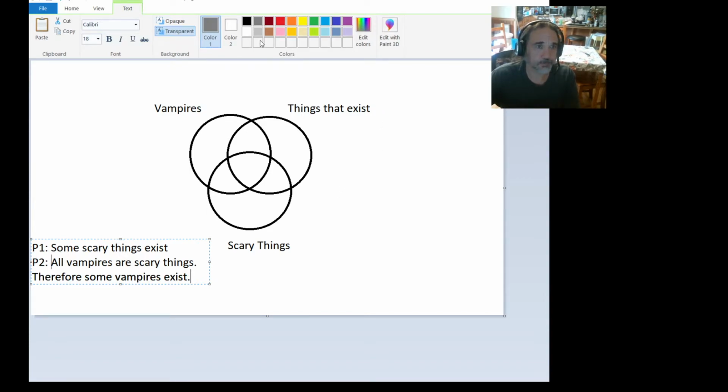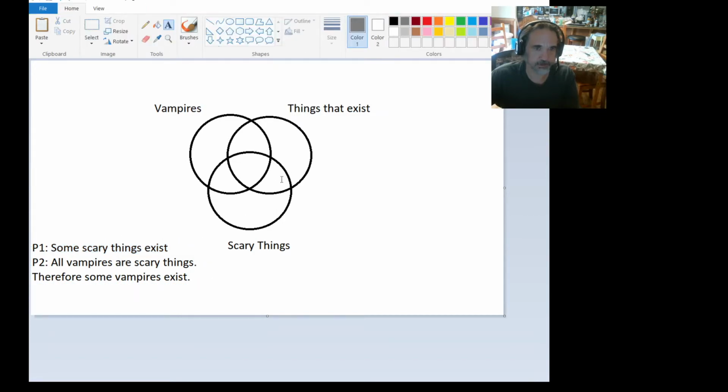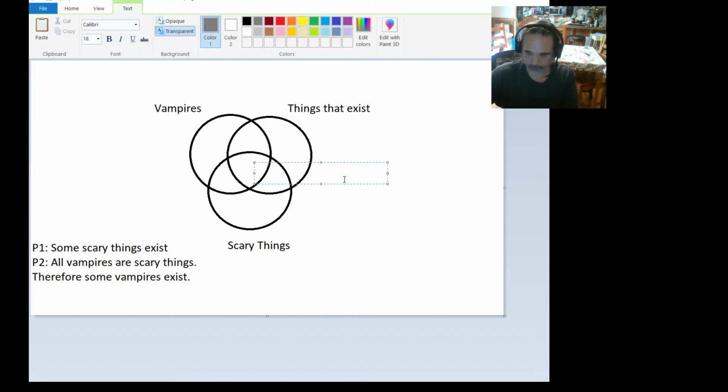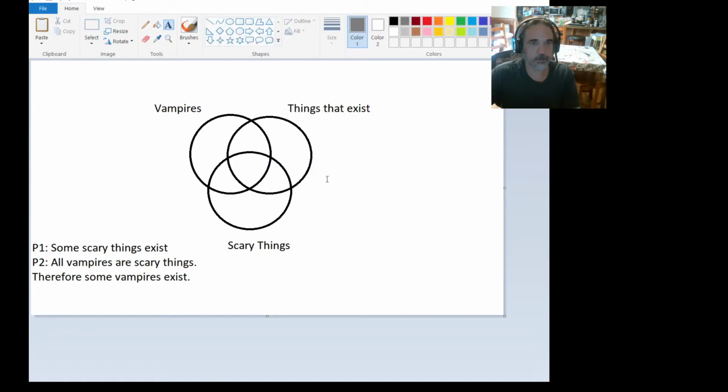valid or not. So the first thing to do is we have some scary things exist. And what that's saying is some things in this scary things circle, that's this circle here, are also in this circle. But we don't know where they are. So the things that are in both this circle and this circle are in these two areas there. Oops, I don't want the text box there. Oops, there we go. But we don't know which of the two.